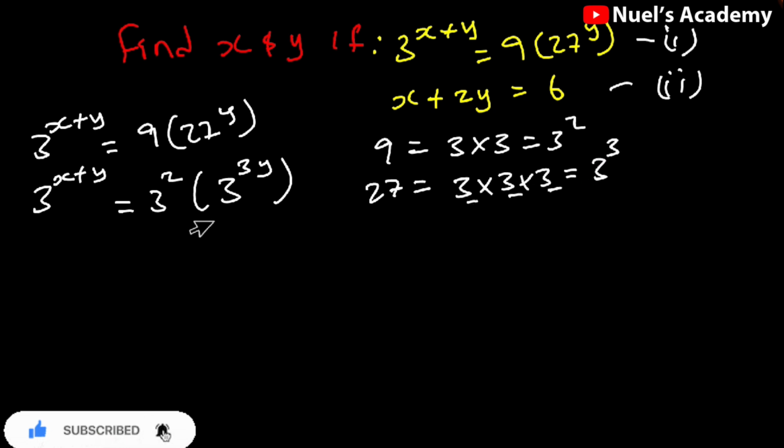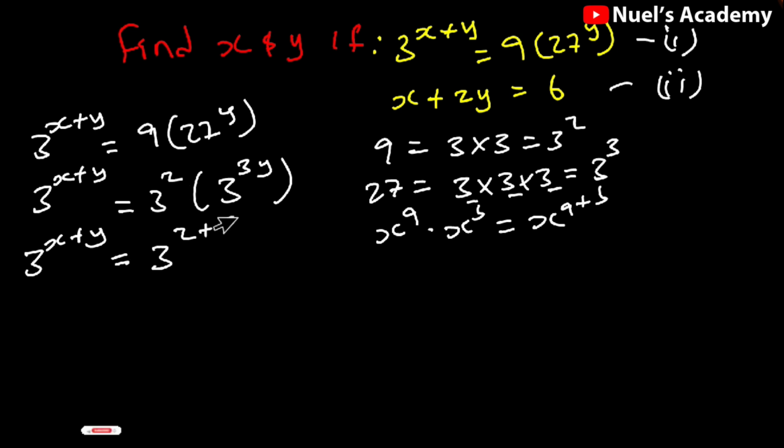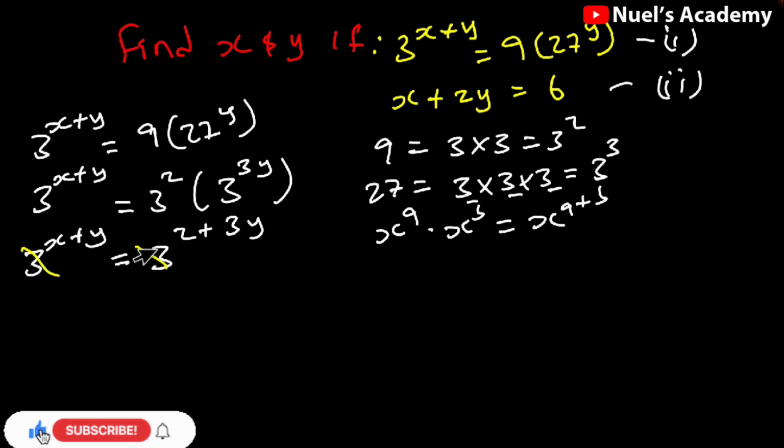So we have 3 raised to power x plus y equal to, now if you have x raised to power a multiplied by x raised to power b, this is going to be equal to x raised to power a plus b. Since we have 3 and 3 which are the same, we are going to pick one of them. We have 3 into, then add the exponent 2 plus 3y. And so since the bases are the same, we are going to equate the exponents. So we are going to have x plus y equal to 2 plus 3y.